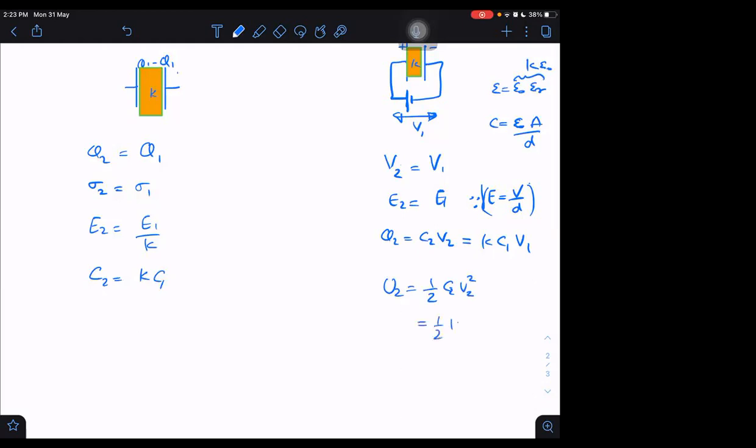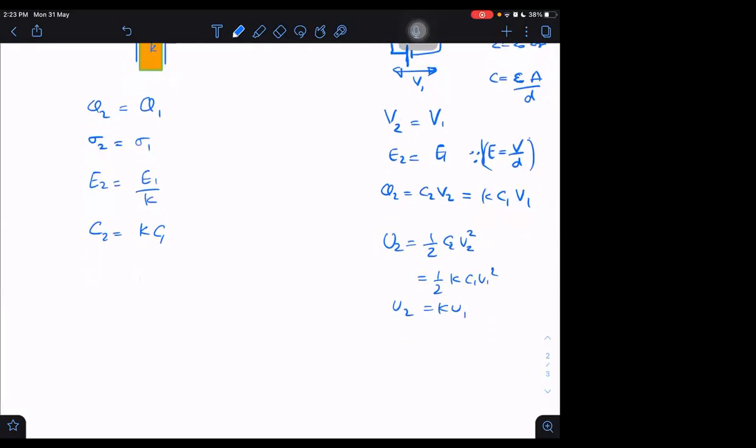So half of K into C1 V1 square is equal to K times U1. So U2 is equal to K times U1. What about U2 in the first case? In this case, I will prefer the formula half of Q square by C, Q square by KC, because Q is easy, I know Q is the same. So I will prefer Q square by C2, which will become half of Q, remaining the same, but capacitance becomes K times. So what happens to U2?